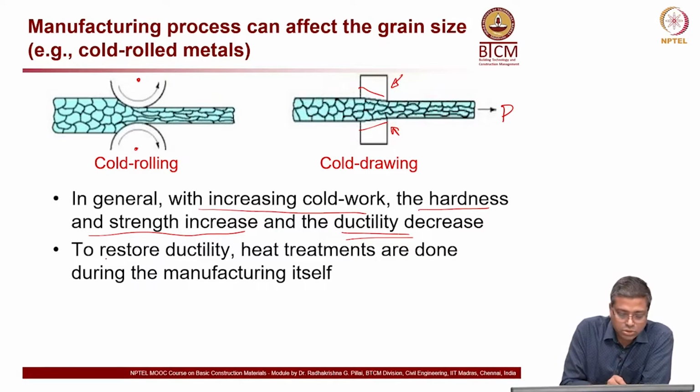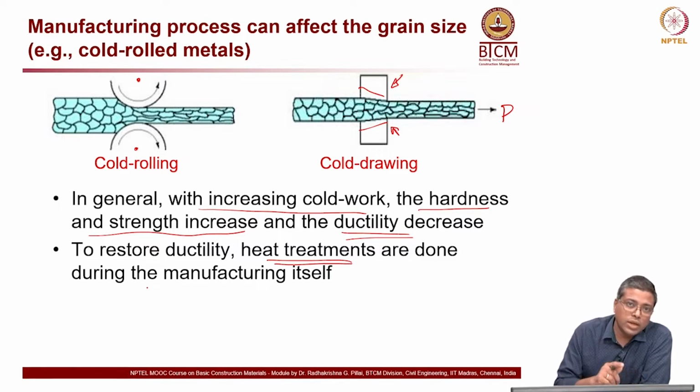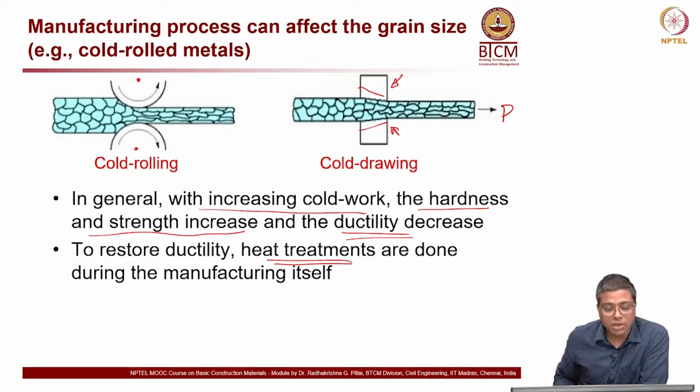How do we do that? So to restore ductility, we do heat treatments during the manufacturing itself. So cold drawing is done to increase the strength or yield strength or even hardness of the material, but in that process the material loses ductility. So to regain or restore the lost ductility, there are some heat treatments which are done.